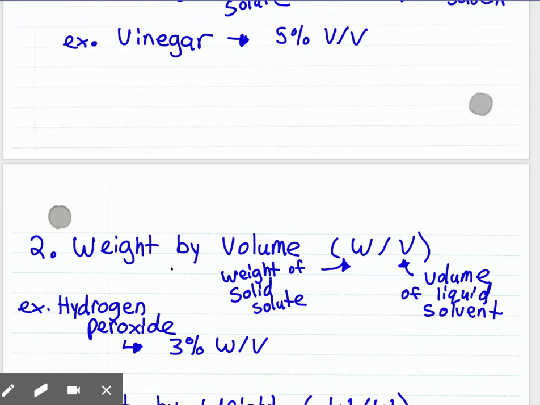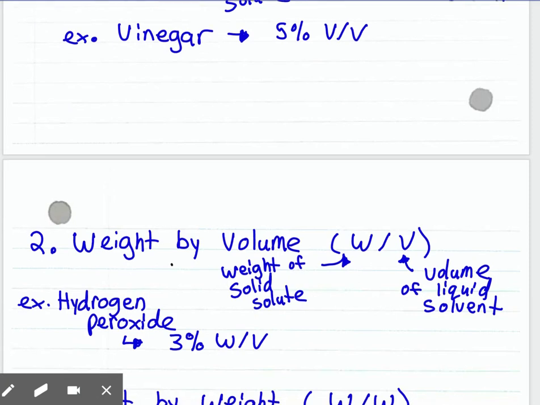Now, a common example is hydrogen peroxide, which lots of us probably have in our cupboard somewhere. It is prepared by weight by volume, because hydrogen peroxide can be found as a solid. So it is a 3% weight by volume. That means that in your bottle of hydrogen peroxide, 3% of the contents of that bottle came from a solid hydrogen peroxide substance, and the other 97% of it is liquid water.